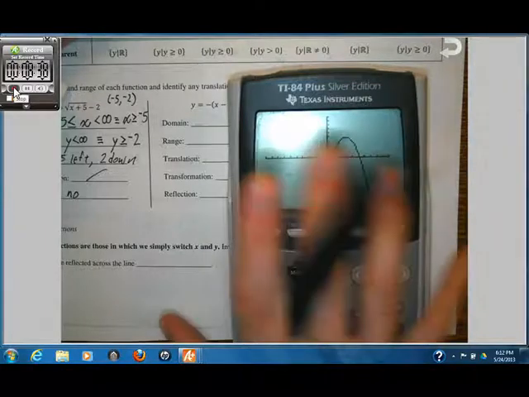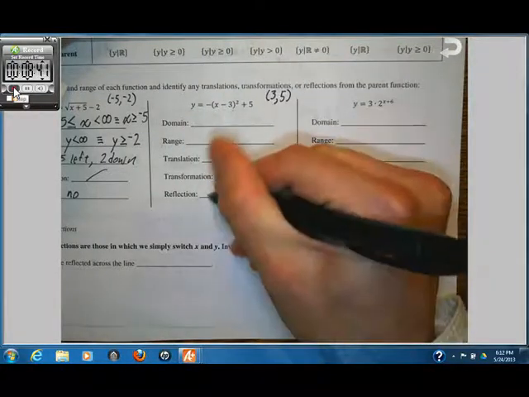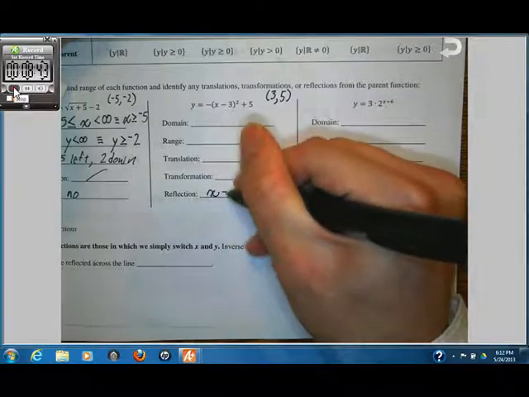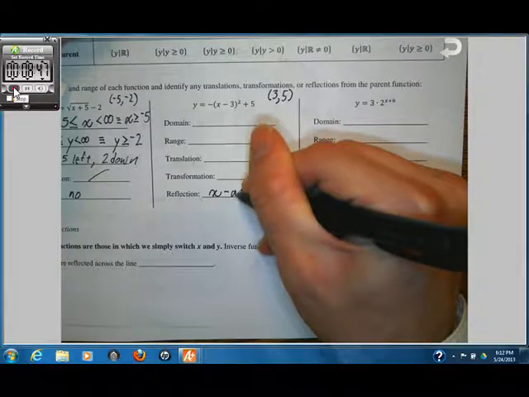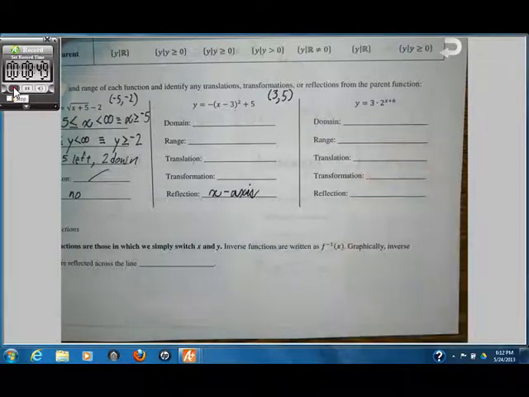Transformation, again, that is describing the transformation. Translation, we went 3 to the right, and we went 5 up.